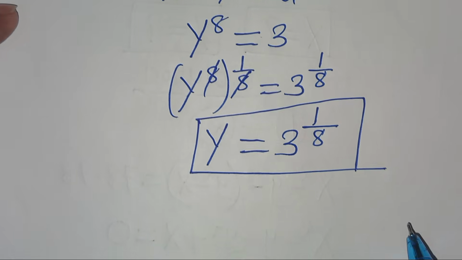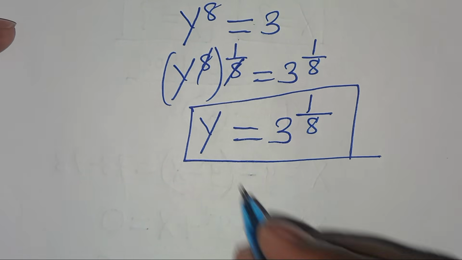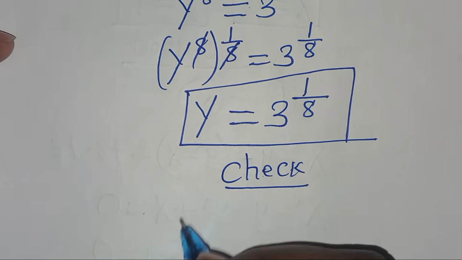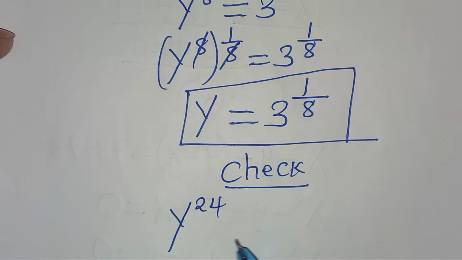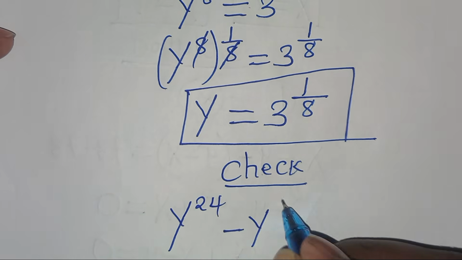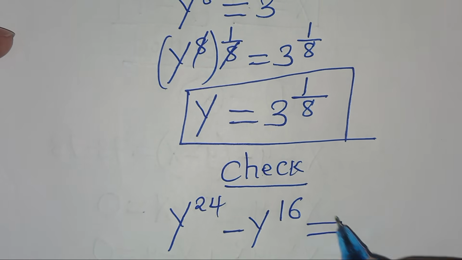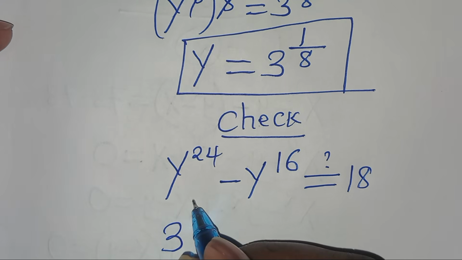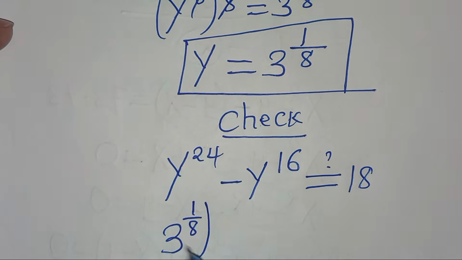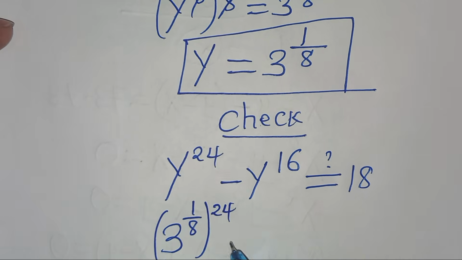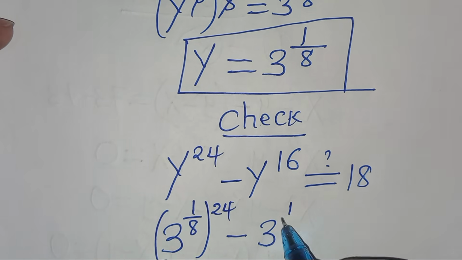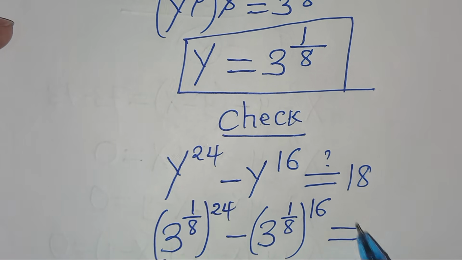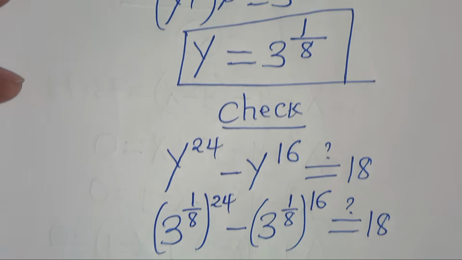The next step is to verify if this value of y satisfies the equation. Let's check from here. So we have y raised to the power of 24, subtract y to the power of 16. This should give us a value of 18. So we have 3 raised to the power of 1 over 8 raised to the power of 24 minus 3 raised to the power of 1 over 8 raised to the power of 16. This is supposed to give us a value of 18.